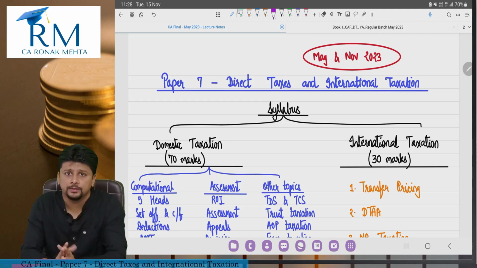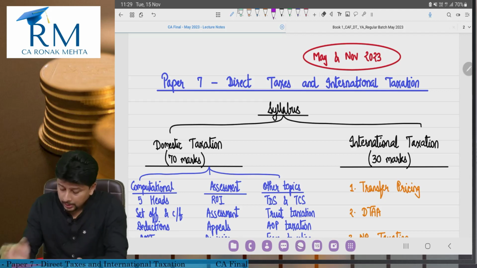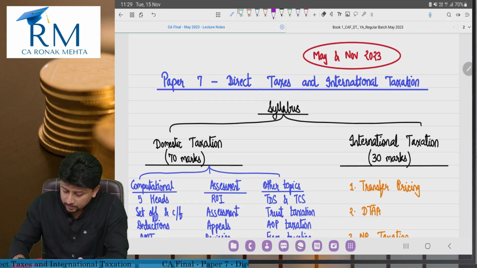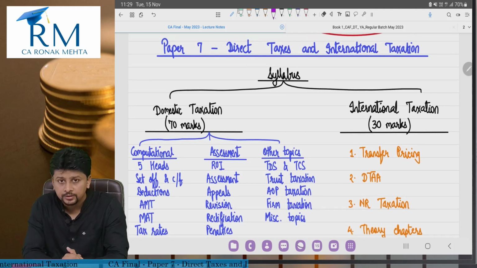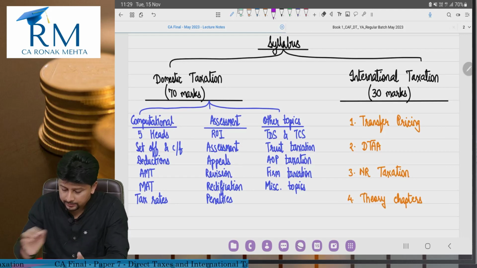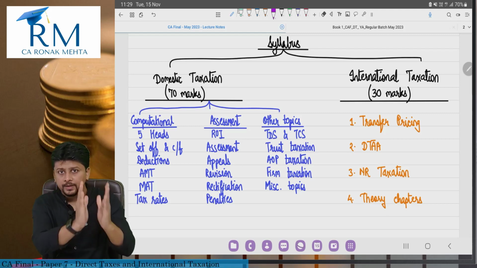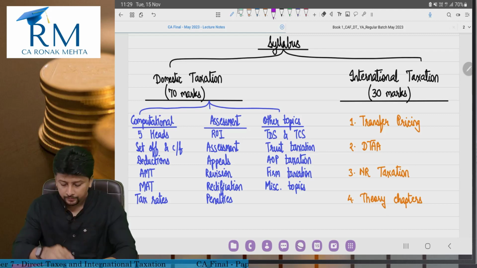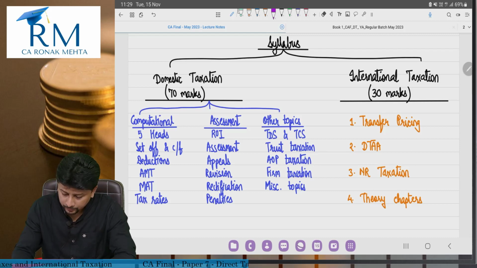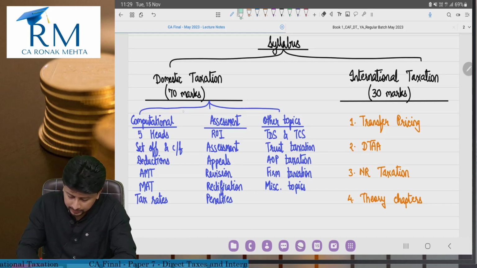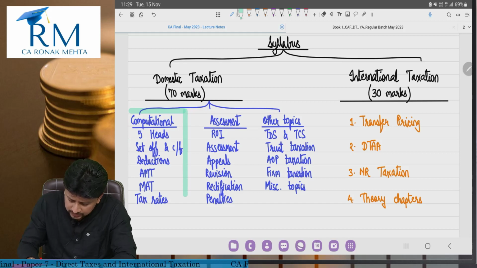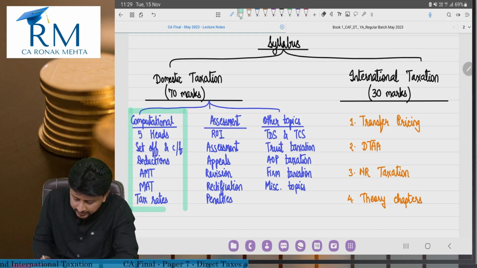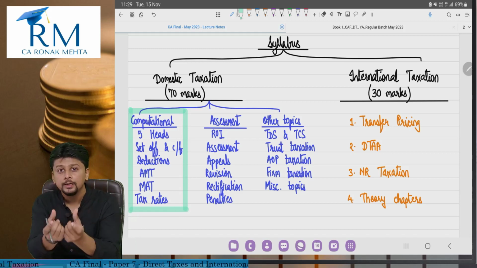70 marks is your domestic taxation. Domestic taxation can be further divided into these types. One part of your syllabus is the computational part. Computational part is something which we have studied a little bit at CA Inter, but what we have studied at CA Inter is, as I said, a little bit.